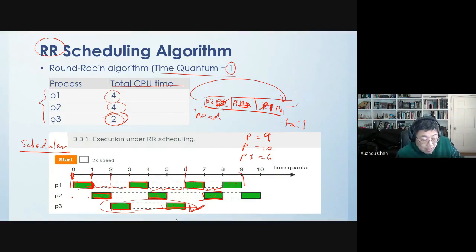So you can see that even though round robin runs these processes back and forth, if a process is shorter, there's still a chance it will finish earlier, like process 3. Even though process 3 gets the CPU last, it finishes first, because no one can take the CPU for as long as they want. Everyone just takes a turn. So eventually, a process with a short CPU cycle will finish earlier than a process with a long CPU cycle.